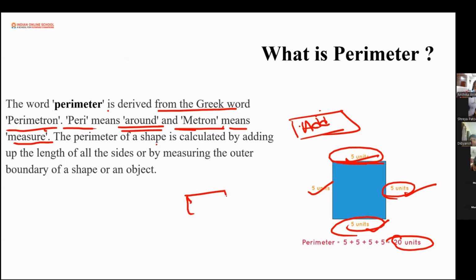So in two points, if I have to conclude area and perimeter, the first point of difference is perimeter is external. This is perimeter, the outer portion. And area is inner. This is area, the inner portion. Perimeter is the external boundary, whereas area is the internal space occupied.